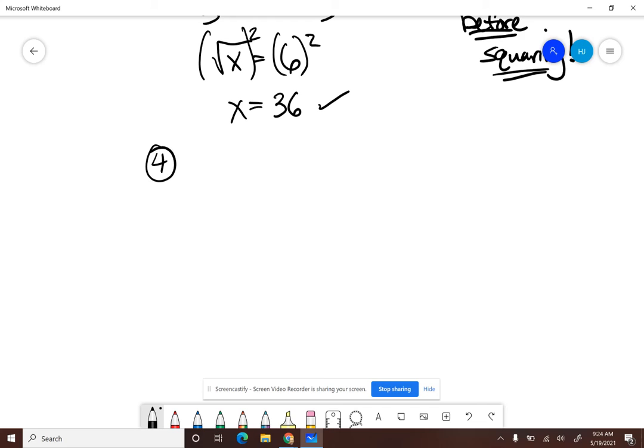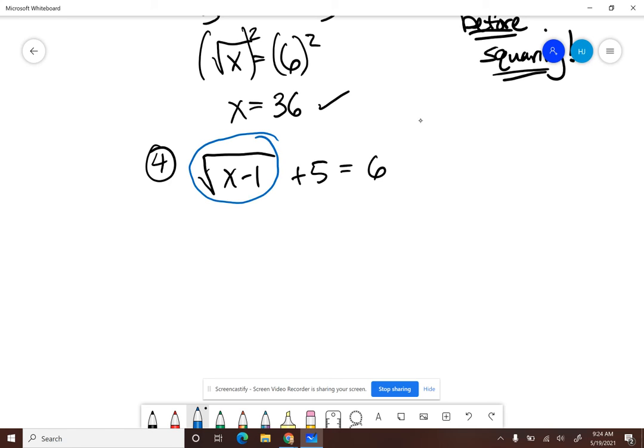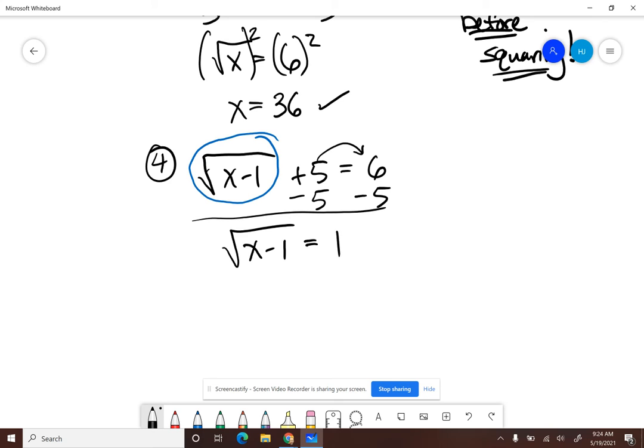So number 4, we actually have the square root of x minus 1 plus 5. Notice the plus 5 is outside of the radical, and that equals 6. Again, I have to make sure that I isolate this radical portion of my equation first in order that I can solve. So the first thing I actually need to do is subtract 5 from both sides and get this 5 moved over here to the other side. So I'm going to end up with the square root of x minus 1 equals 1.